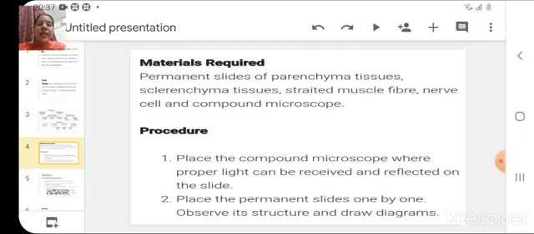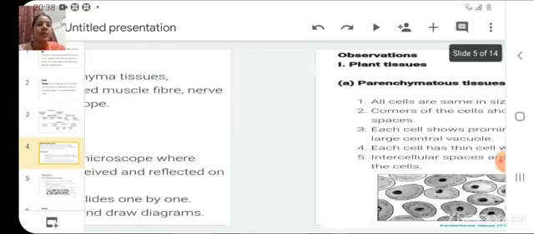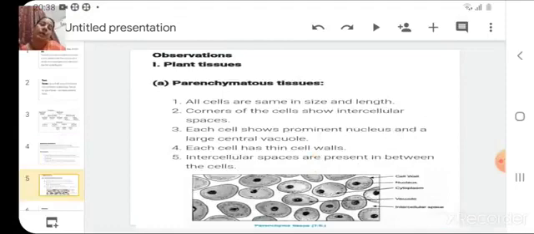Permanent slides of parenchyma tissue, sclerenchyma tissue, striated muscle fibers, nerve cell and a compound microscope. The procedure will be: place the compound microscope where proper light can be received and reflected on the slide. Then the second point will be: place the permanent slide one by one, observe its structure and draw the diagrams. Then the third main point will be observation. Actually it is the fourth heading.